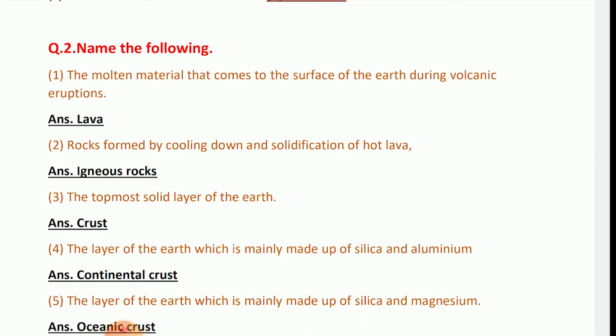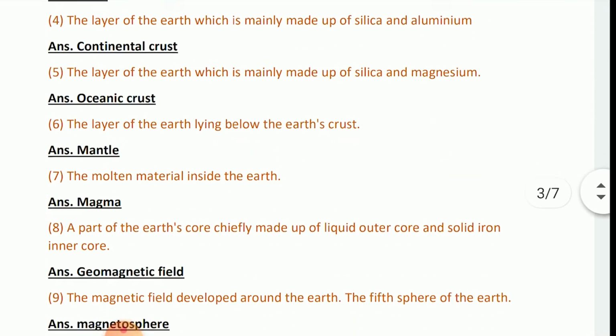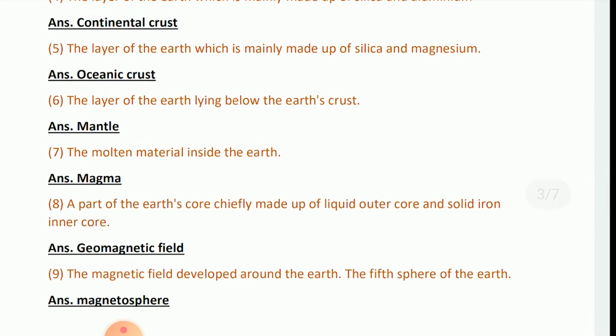Name the following. The molten material that comes to the surface of the earth during volcanic eruptions: lava. Rock formed by cooling down and solidification of hot lava: igneous rocks. The topmost solid layer of earth: crust. The layer of the earth which is mainly made up of silicon and aluminium: continental crust. The layer of earth which is mainly made up of silicon and magnesium: oceanic crust. The layer of the earth lying below the earth's crust: mantle. The molten material inside the earth's crust: magma.